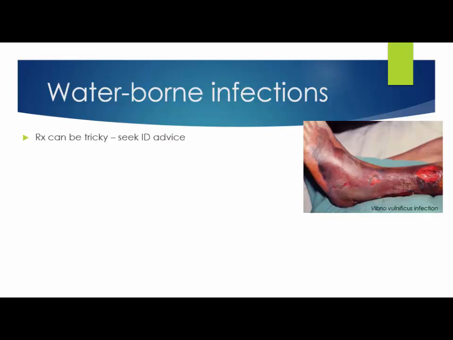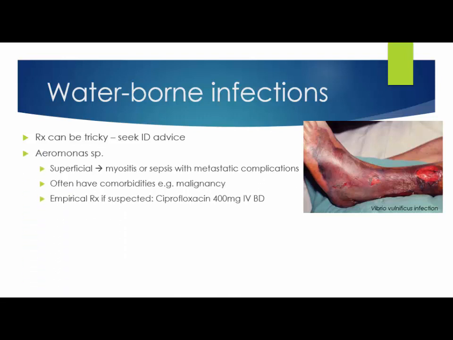There are some guidelines on eTG, but they're not comprehensive, and usually at this stage you get ID advice for these types of patients. So Aeromonas has a whole range of clinical spectrum, so it can be quite superficial, but it can also be really severe myositis and sepsis with metastatic complications elsewhere in the body. Often the patients affected by this have risk factors such as malignancy. I think liver disease also puts them at risk. If you suspect it, ciprofloxacin is one of the antibiotics that we use empirically until we've got culture results.